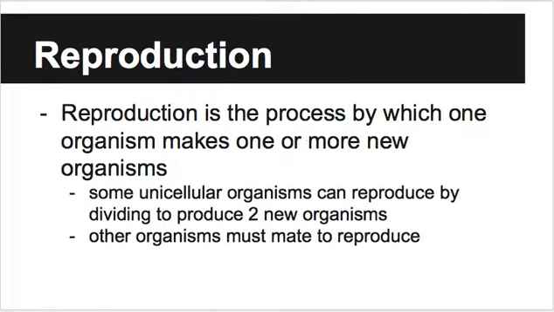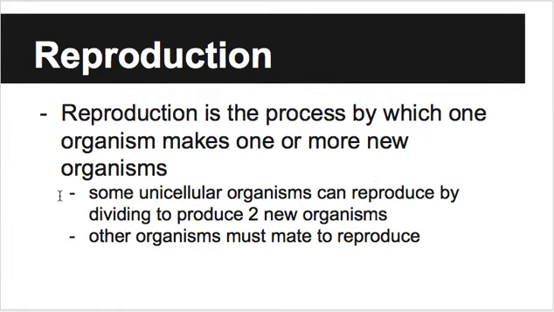Reproduction. Reproduction is a process by which one organism makes one or more new organisms. Some unicellular organisms can reproduce by dividing to produce 2 new organisms. Other organisms must mate to reproduce. So unicellular organisms that reproduce, that's called asexual reproduction.